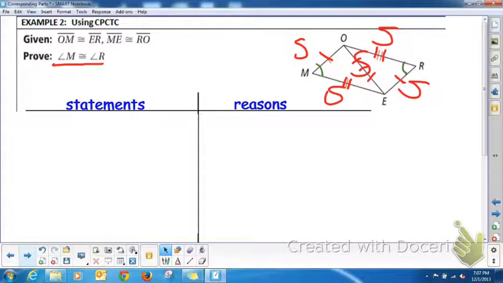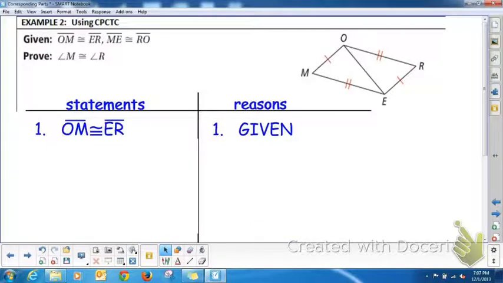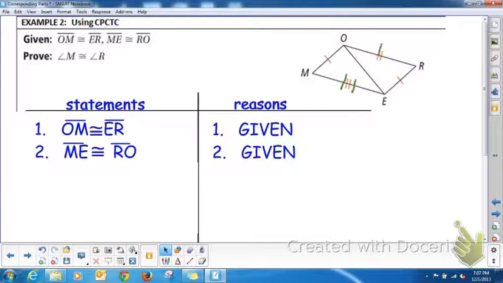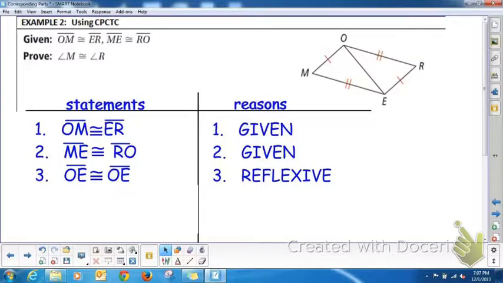Let's write the proof. Segment OM is congruent to segment ER. That was given to you. Segment ME is congruent to RO. Again, that was given. And thirdly, segment OE is congruent to itself by the reflexive property.